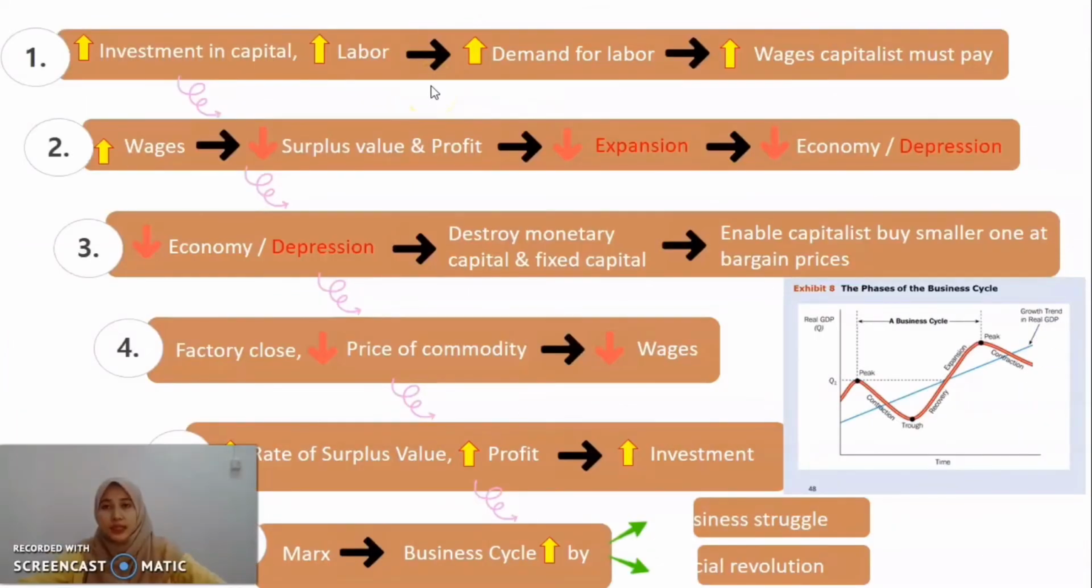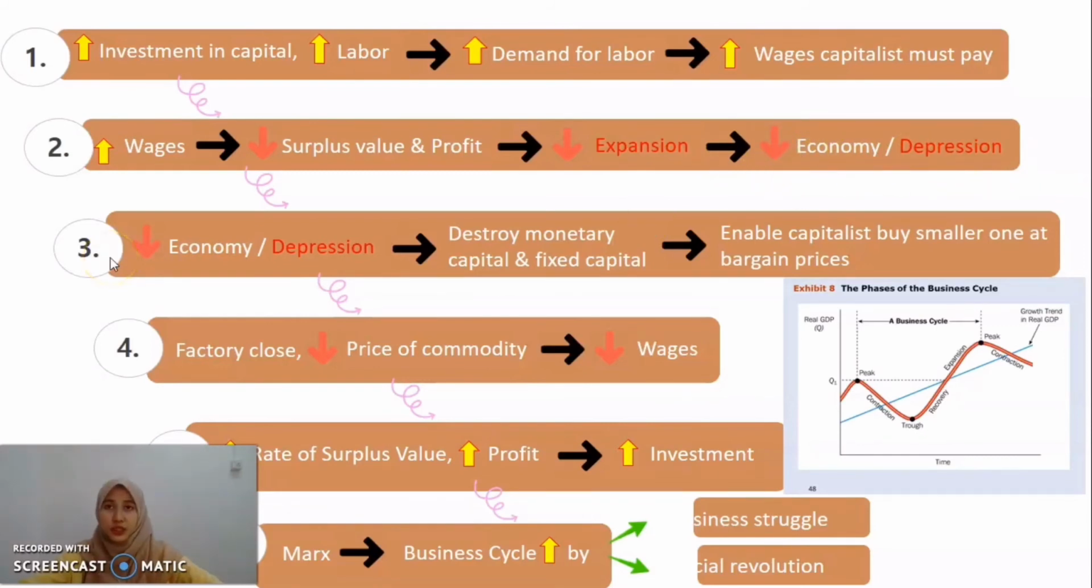As you can see in the slide before, M prime is greater than M, so there is an increase in the investment in capital. So, the rapid investment in capital temporarily increases labor and the demand for labor. When there is an increase in demand for labor, there are higher wages that capitalists must pay. Number 2, when there are higher wages that capitalists must pay, it will lead to a decrease in the rate of surplus value and profit. So it will cause a decrease in expansion and will turn our economy downward into depression.